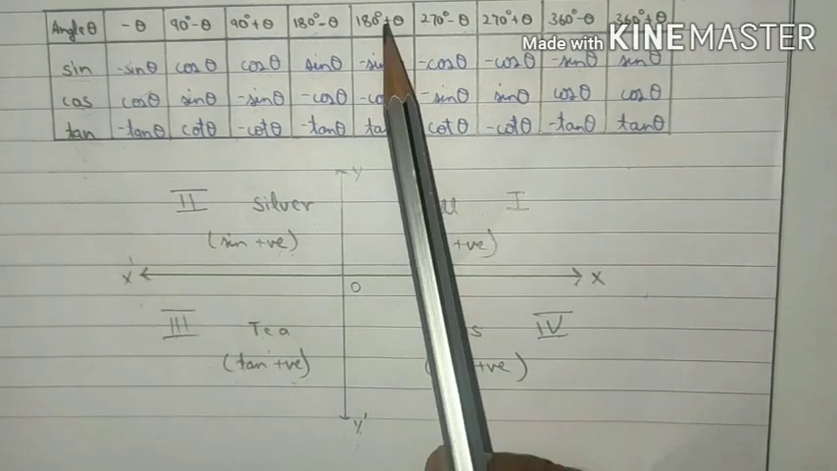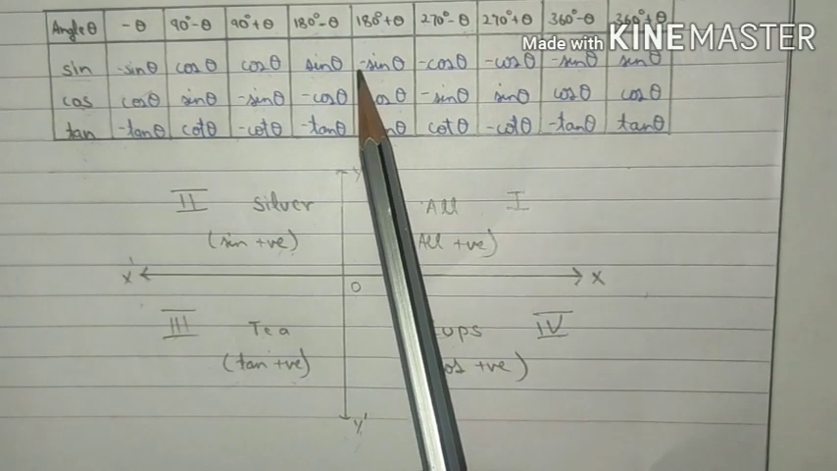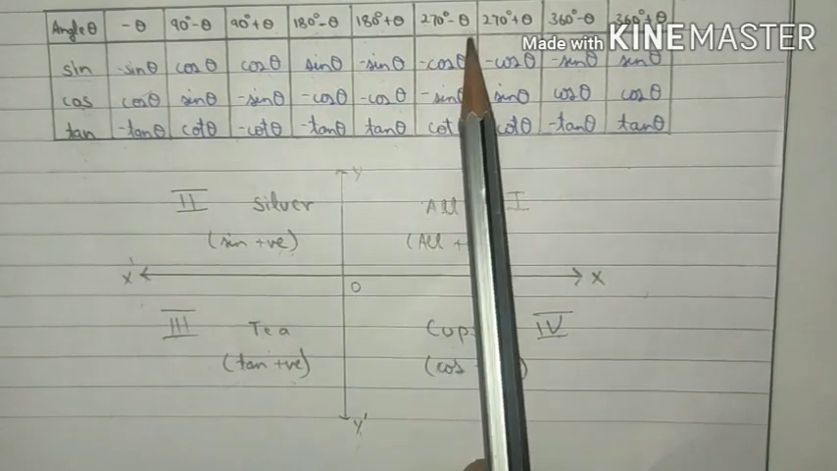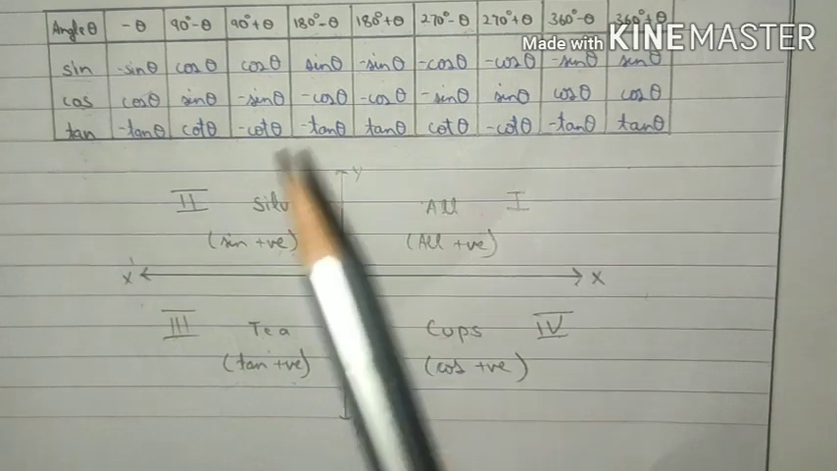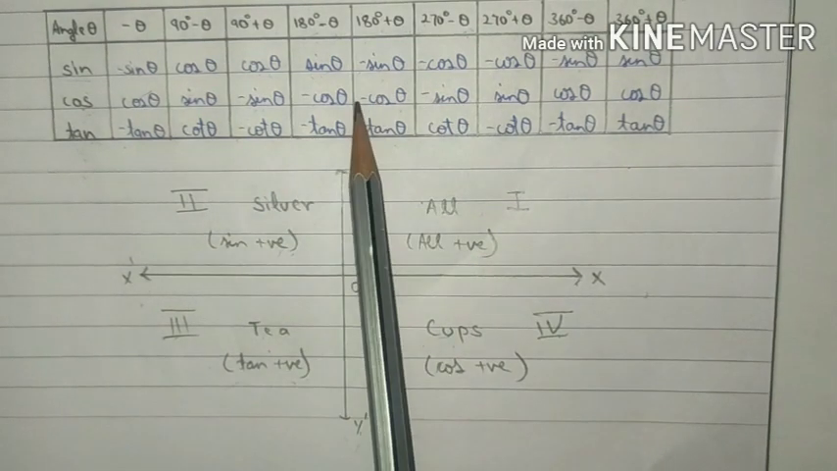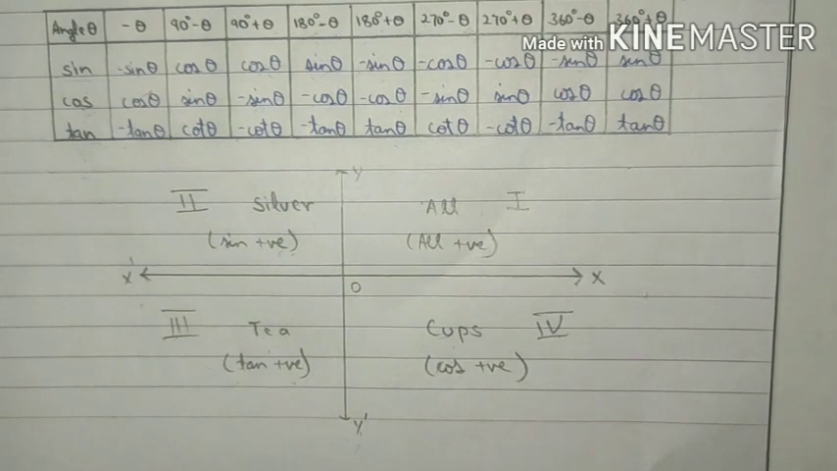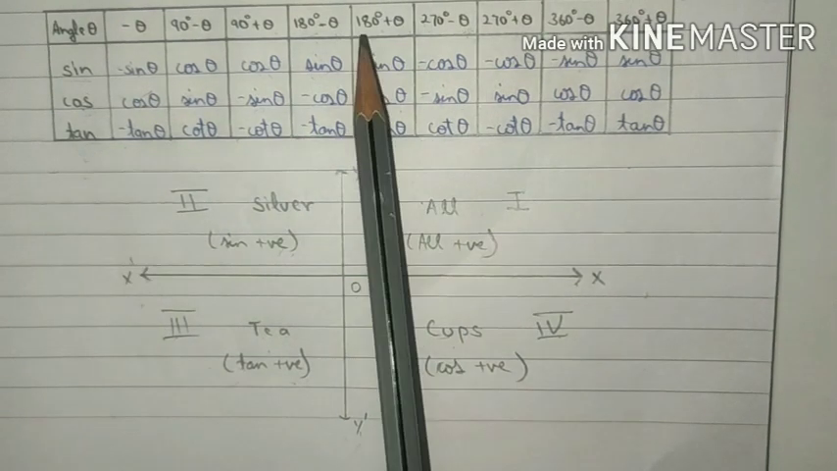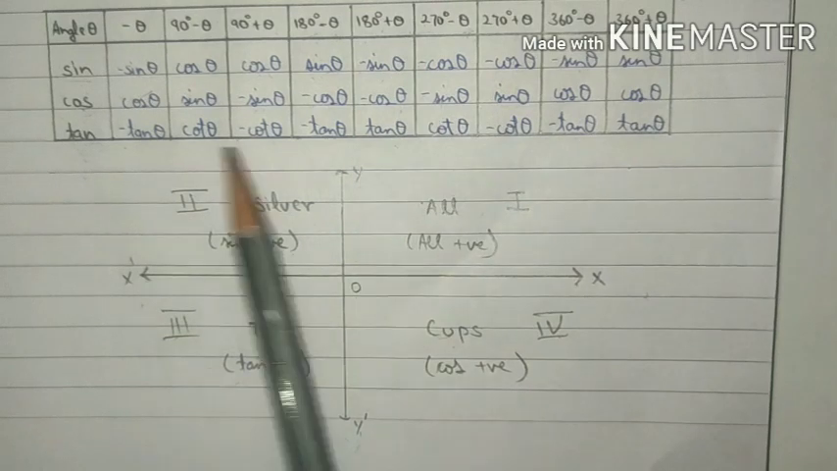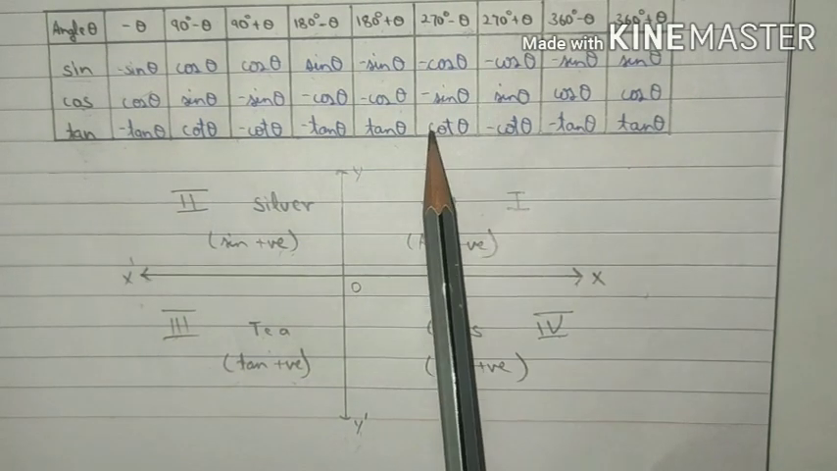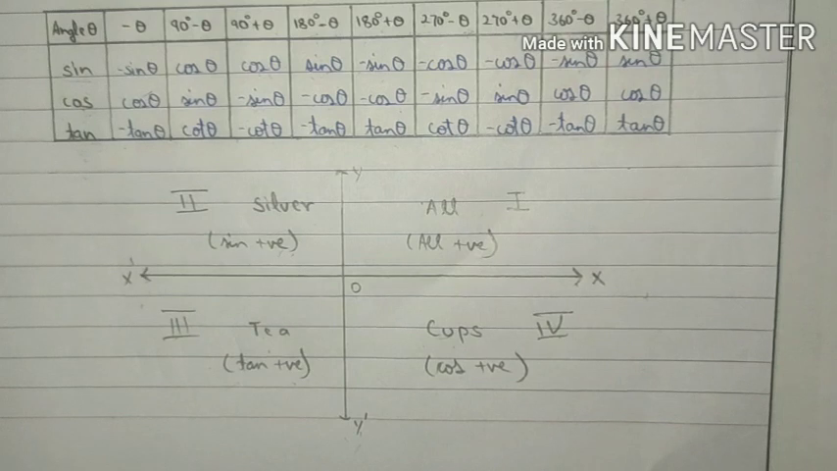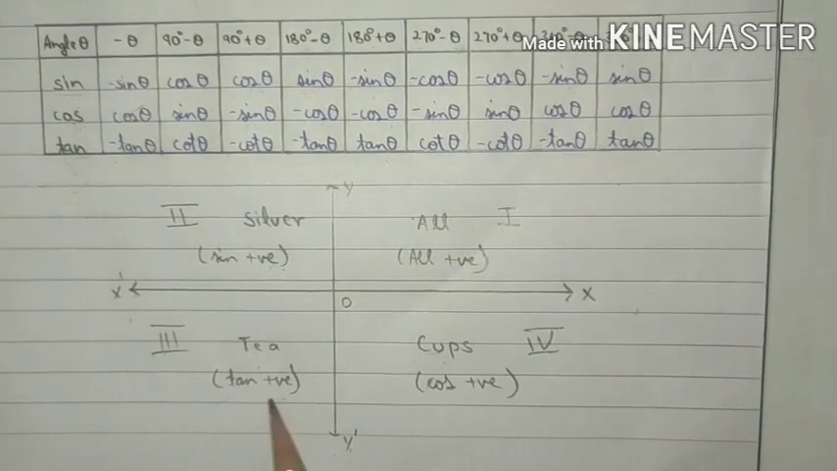Sine of 180 degree plus theta is negative. Similarly, sine of 270 degree minus theta is also negative. Cos of 180 degree plus theta is negative. Cos of 270 degree minus theta is also negative. Tan of 180 degree plus theta is positive, and tan of 270 degree minus theta is also positive, because it lies in the third quadrant where only tan is positive.